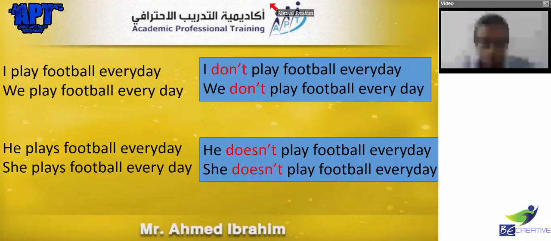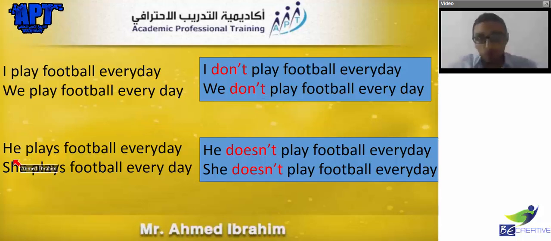So, we can see in the example here, I play football every day. When I wanted to make it negative, I don't play football every day. Another example: we play football every day. I didn't put anything here because we are plural. Negative: we don't play football every day.